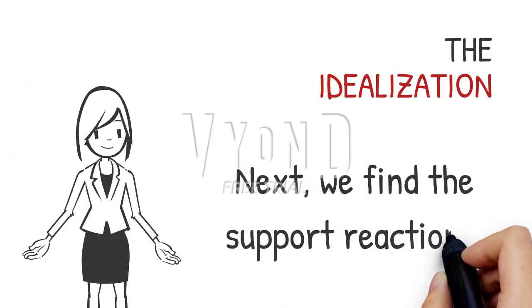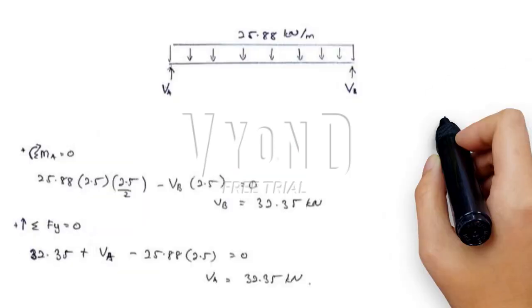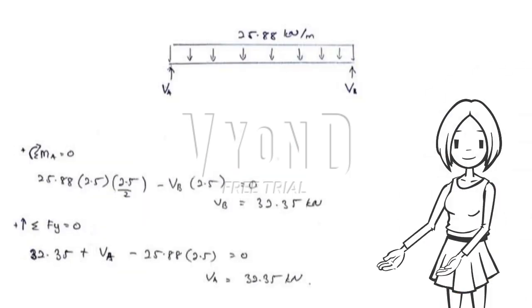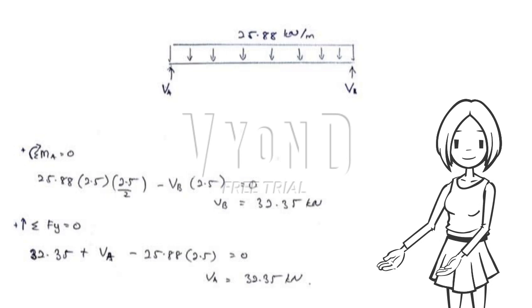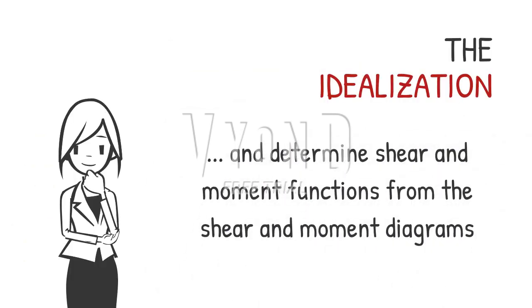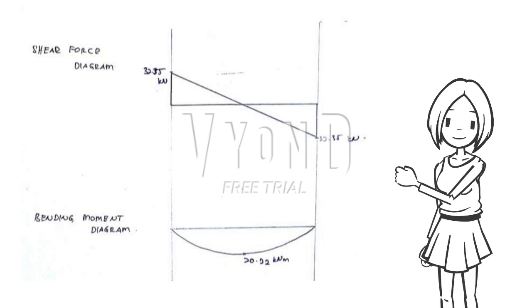Next, we find the support reactions. It can be calculated by using the equation of equilibrium. And determine shear and moment functions from the shear and moment diagrams. As we can see here, are the example of the shear force diagram and bending moment diagram.